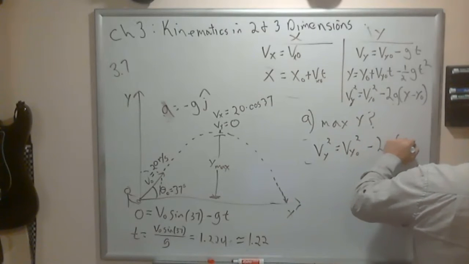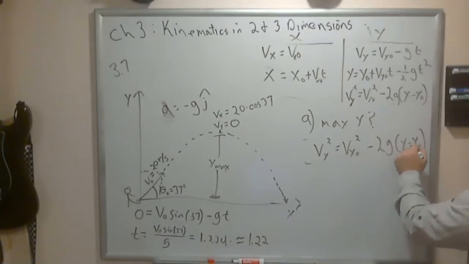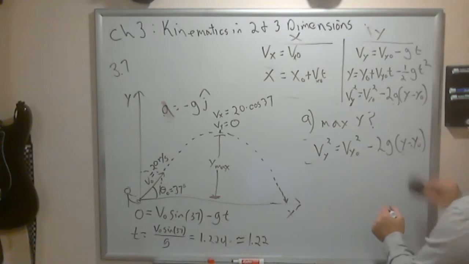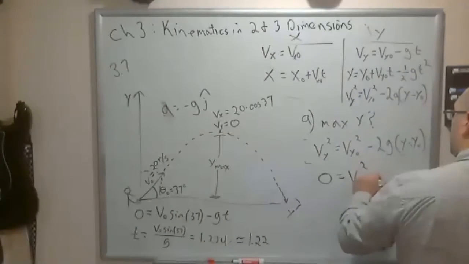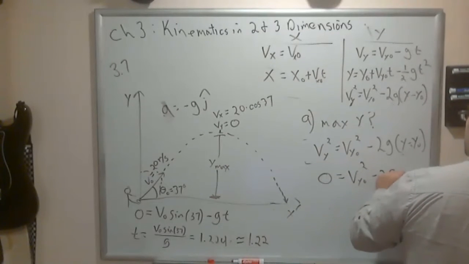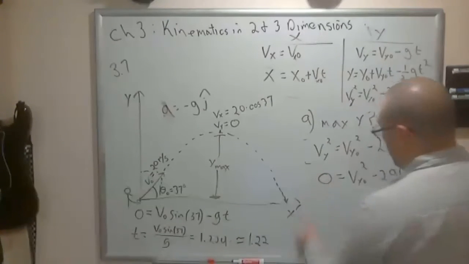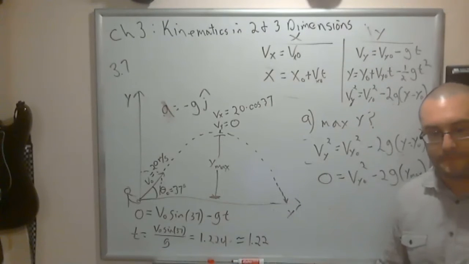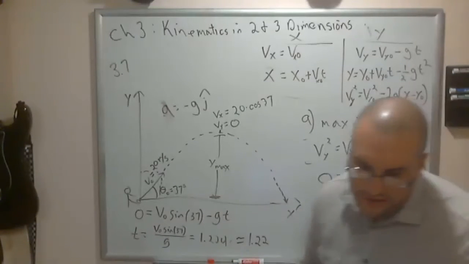2g, y minus y0, this is what we want to calculate. And then at max, we'll have this condition, right? And then we know v naught y, and it'll come out to the same thing, and we can solve it that way. So for most of these problems, there's multiple ways to solve it.